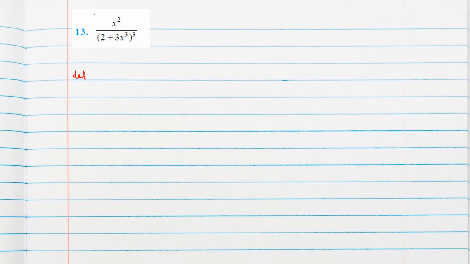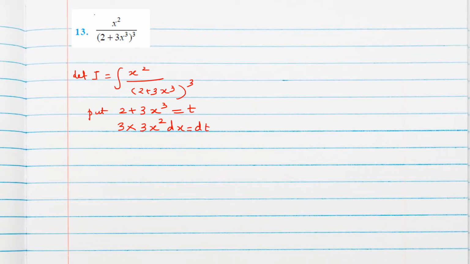Let the integral be I. Now here the denominator bracket part we will substitute as t. So the derivative of this will be 3 into 3x square dx equal to dt. So 9x square dx is equal to dt. But we have x square dx in the numerator. So what will we do? x square dx equals dt by 9.